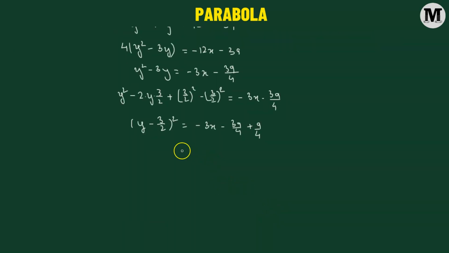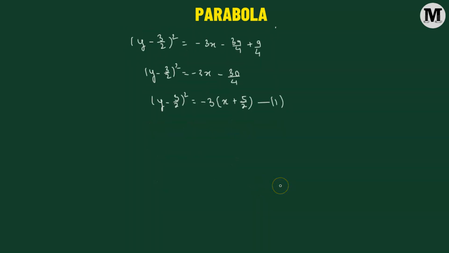Okay, so let's further simplify. Now we have y minus 3 over 2 whole squared equal to negative 3x minus, so here we will get 30 over 4. So let's do one thing. We'll keep the left hand side as it is. We have y minus 3 over 2 whole squared. On the right hand side, we're going to take negative 3 as the common factor. So we have negative 3 times x plus 10 over 4, or simply 5 over 2. So what we have here is the equation of the parabola. Let's call it equation number 1. This is expressed in the standard form.